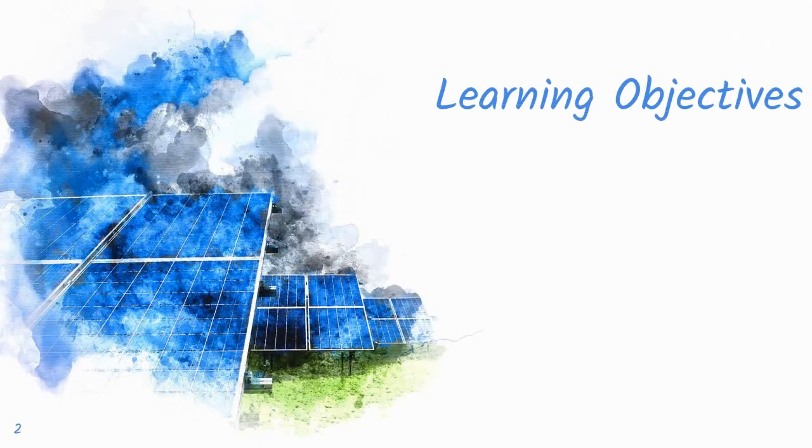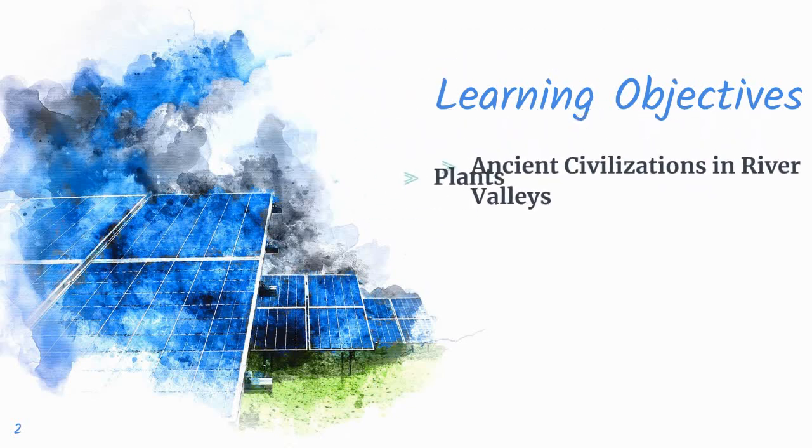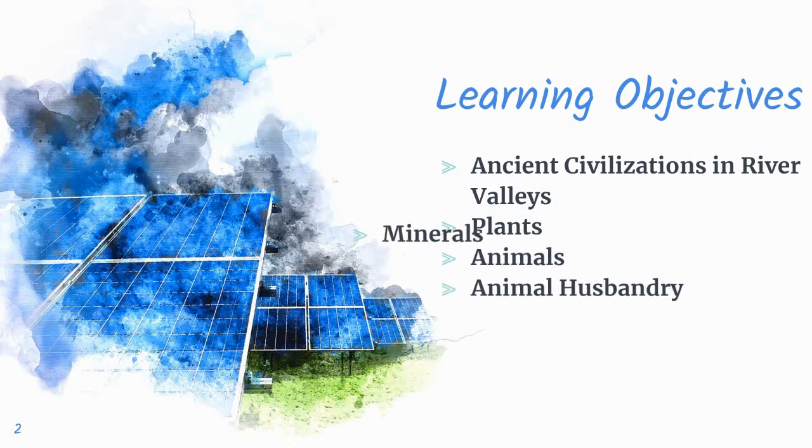In the previous video, we looked at the different types of natural resources, that is air, soil, and water. In this part, we are going to look at ancient civilizations in river valleys, plants, animals, minerals, and land as the different types of natural resources.